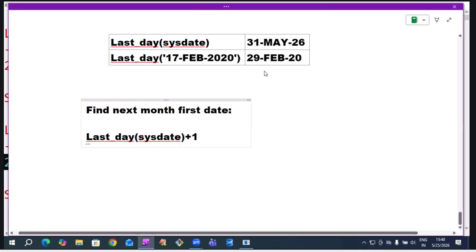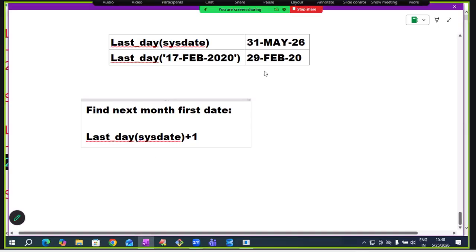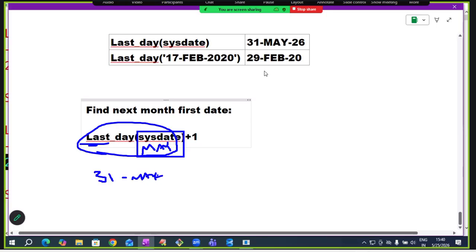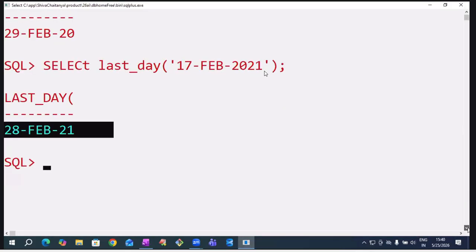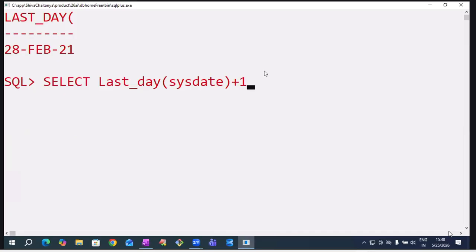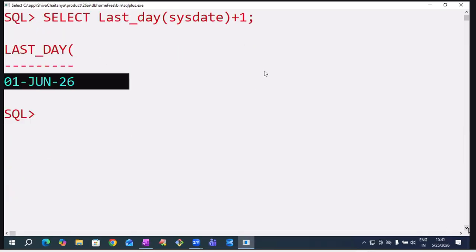Are you understanding? Okay, sys date. Today's date falls under May month, sir. In the May month, last date it finds. In the May month, what is the last date? 31st May. But what is our requirement? Next month, first date we want. So add 1 day. We get 1st June. 1st June 26. That's it. Next month, first date we get. Select. Next month, first date we are getting. Observe, sir. So this is about last day. Last day function is over.